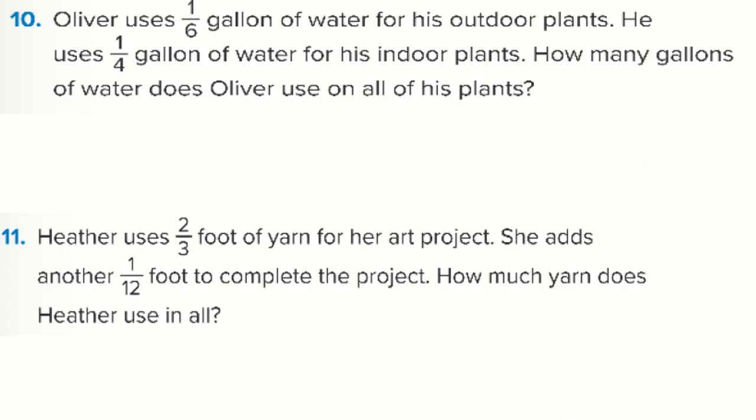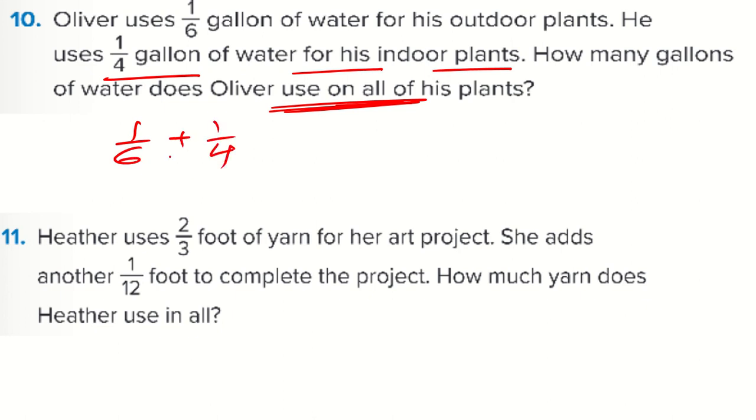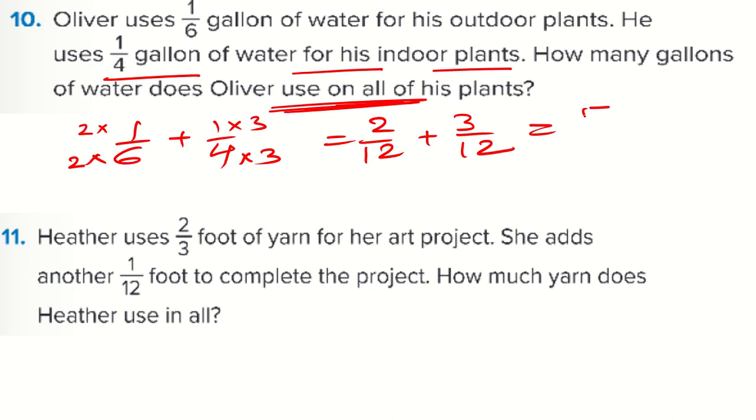Okay. Next is Oliver uses 1 over 6 gallon of water for his outdoor plants. He uses 1 over 4 gallon of water for his indoor plants. How many gallons of water does Oliver use in all? Means you have to make it plus. So 1 over 6 plus 1 over 4. So you see denominators are not same, so you will make it same. How? Multiply 6 by 2, multiply 4 by 3 to make it 12. Okay. So here also multiply by 2, here also multiply by 3. So it will be 2 over 12 plus 3 over 12. 2 plus 3 means 5 over 12 gallons of water.